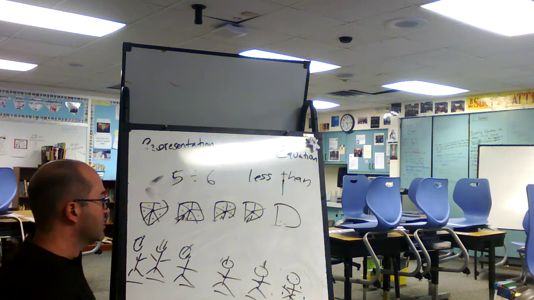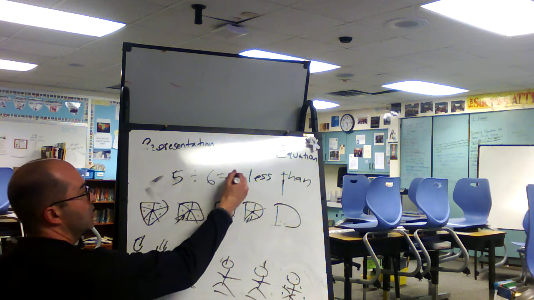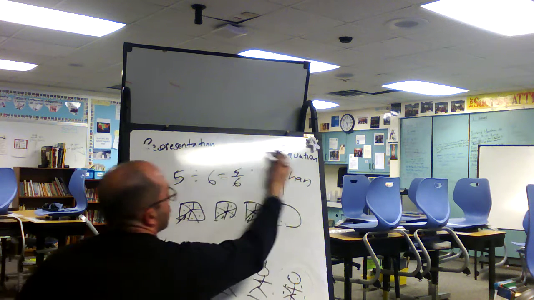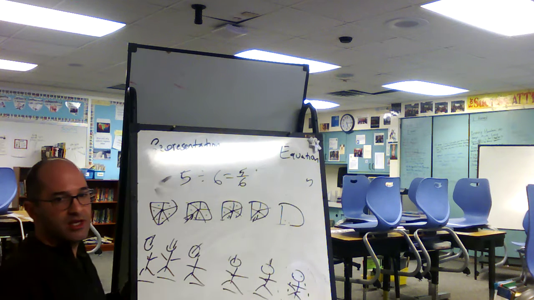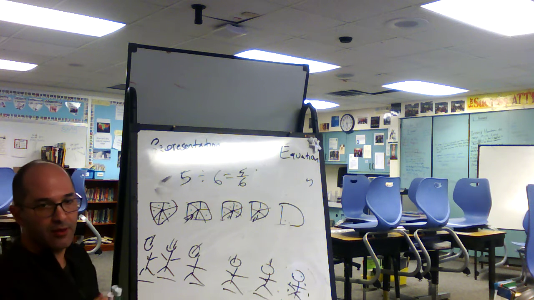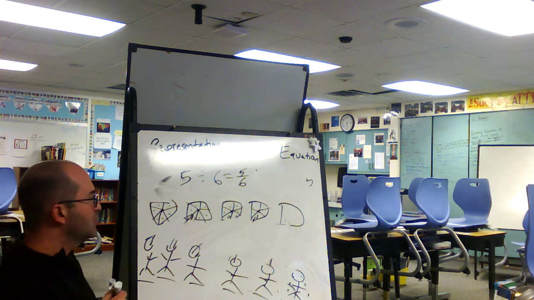So 5 divided by 6 equals 5/6 of a brownie, which is less than 1 whole. And it would work out perfectly. You would divide each into sixths.